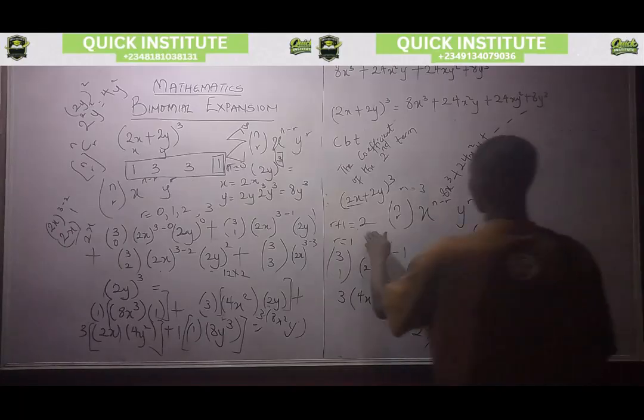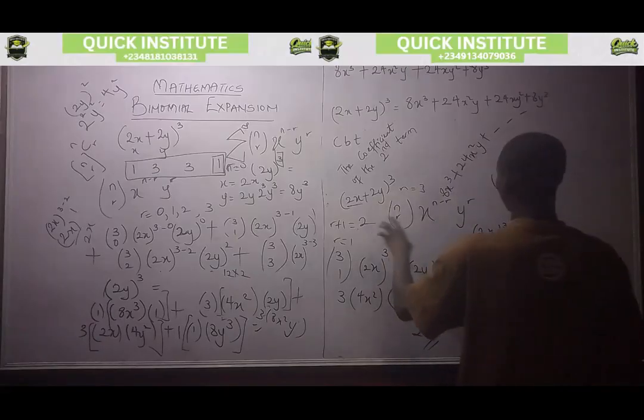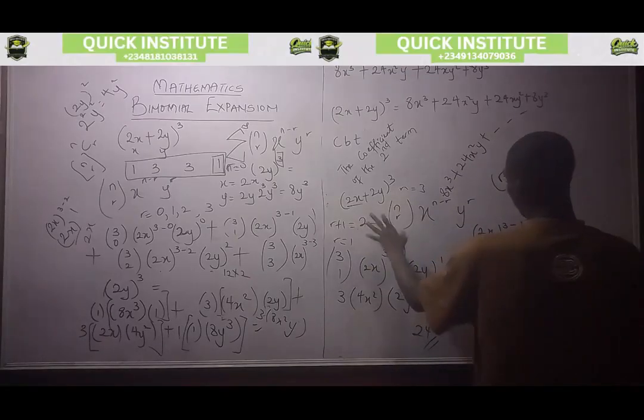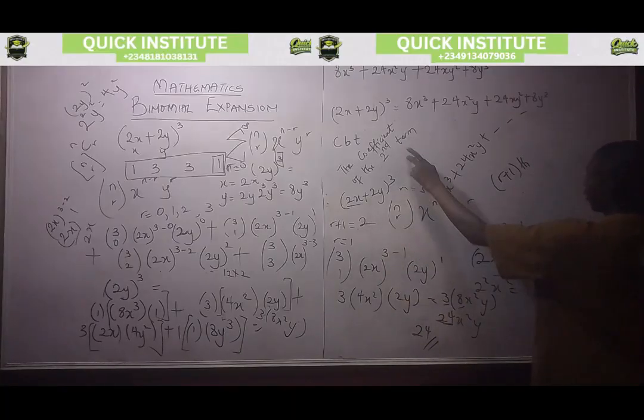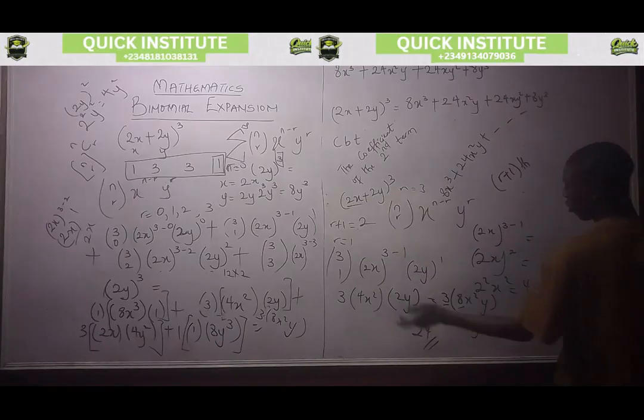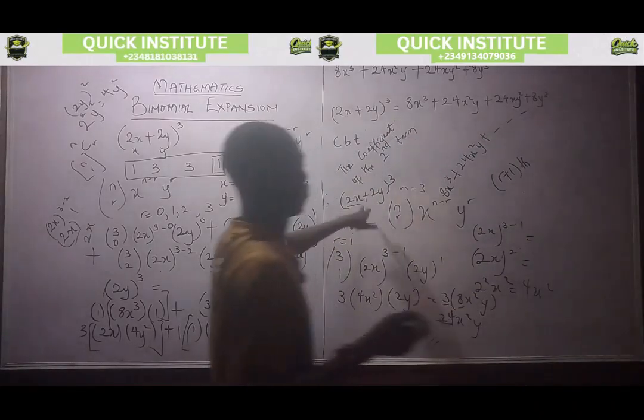R plus 1 equals what? The number of the specific term you are given in the question. So now R plus 1 equals 2, and you solve it. Therefore the coefficient of the second term is 24. They can even say that you find the second term of this expansion.